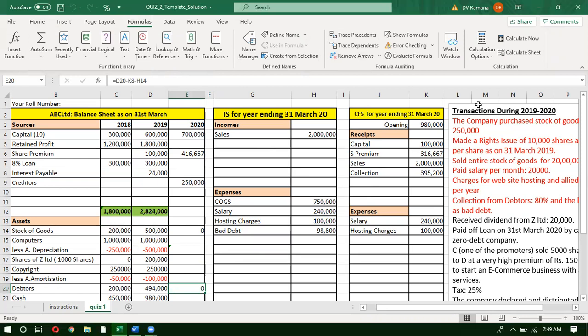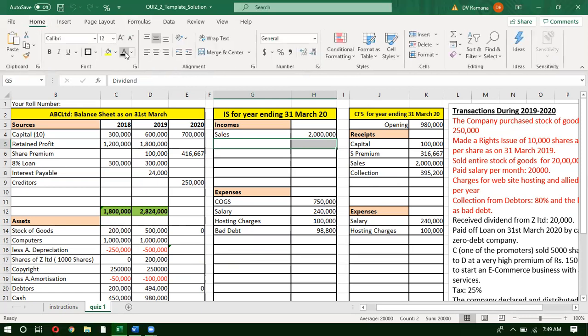Received dividend from Z Limited, 20,000. Z shares are held by ABC. So they're receiving the dividend. It's an income and cash inflow.